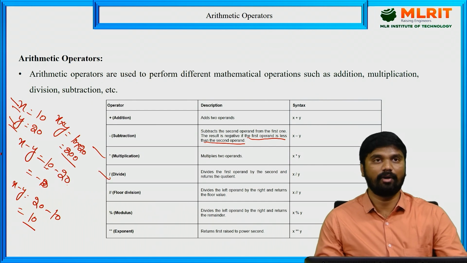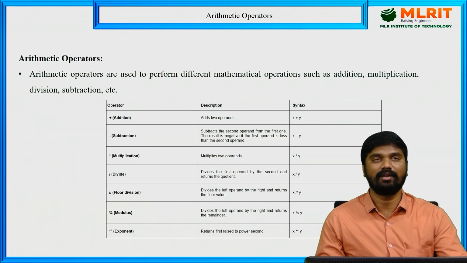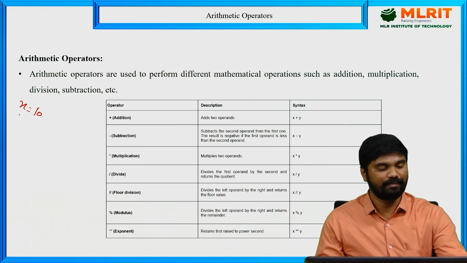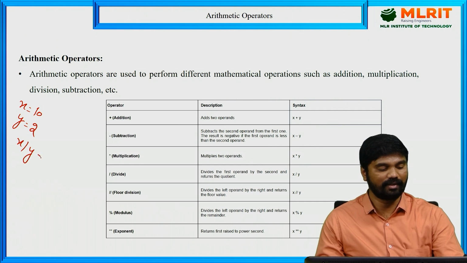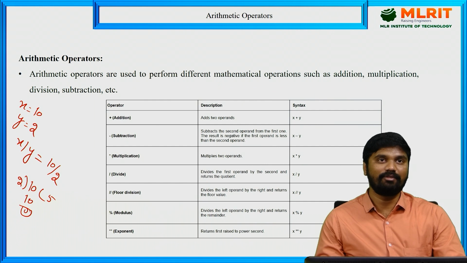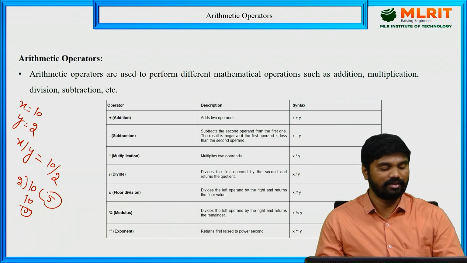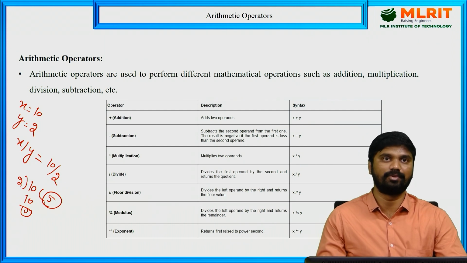Next, the divide operator, which we can say division operator. This is very important here. The division operator returns the quotient. For example, x equals 10 and y equals 2. Now x divided by y, that means 10 divided by 2. To perform the division, 2 fives are 10 and then 0. The division operator returns this value, that is the quotient, as an output.